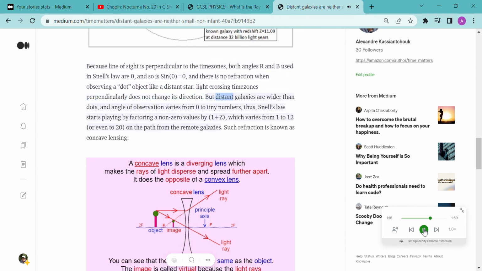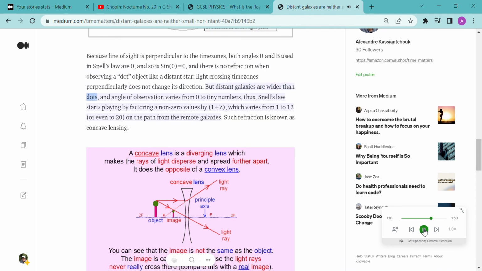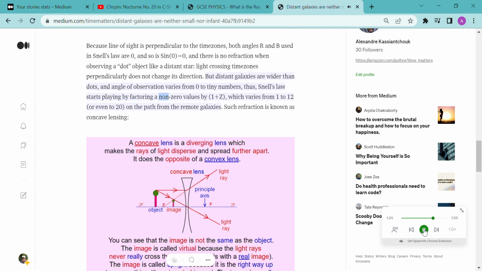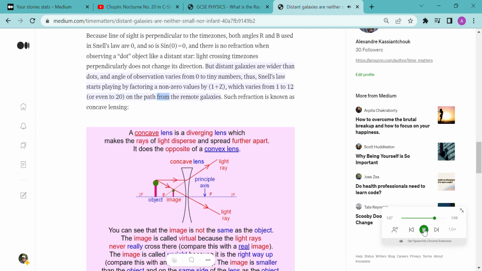But distant galaxies are wider than dots, and angle of observation varies from 0 to tiny numbers. Thus, Snell's law starts playing by factoring non-zero values by 1 plus z, which varies from 1 to 12, or even to 20, on the path from the remote galaxies. Such refraction is known as concave lensing.